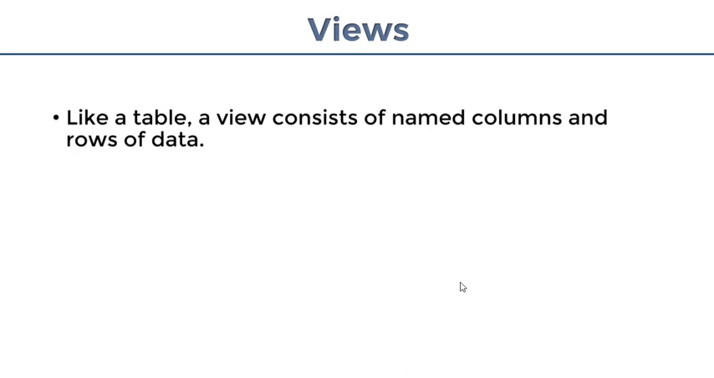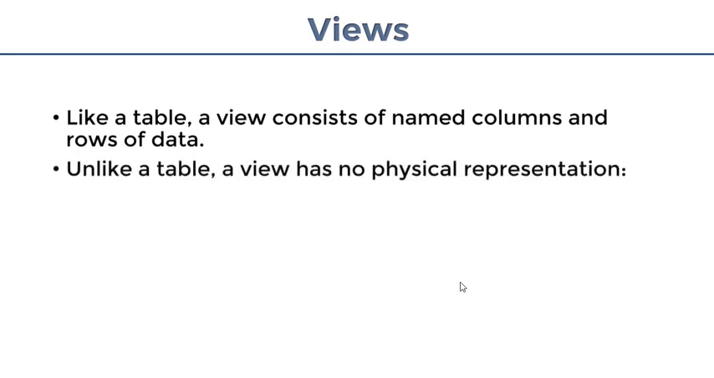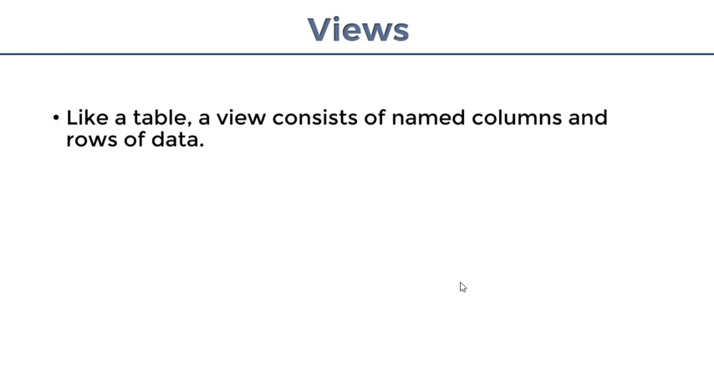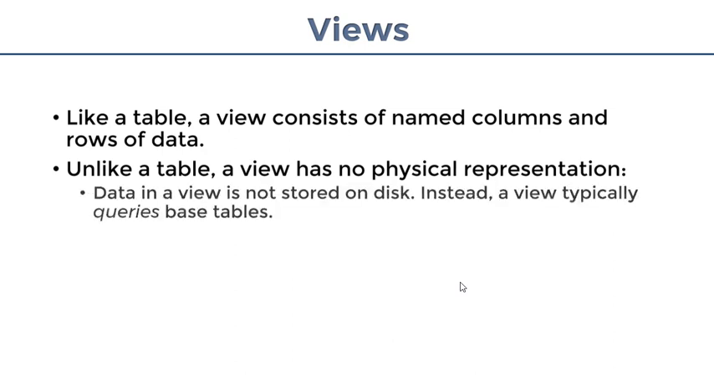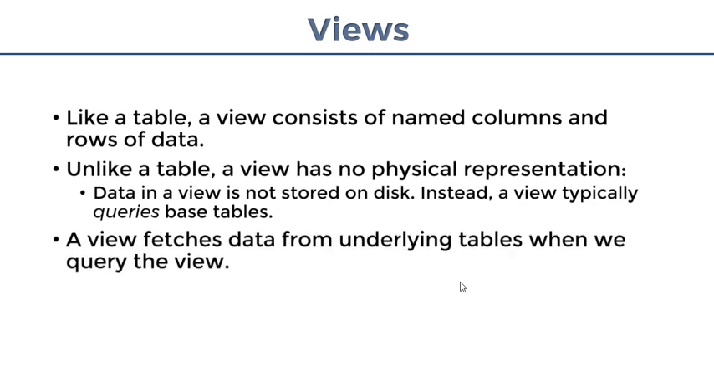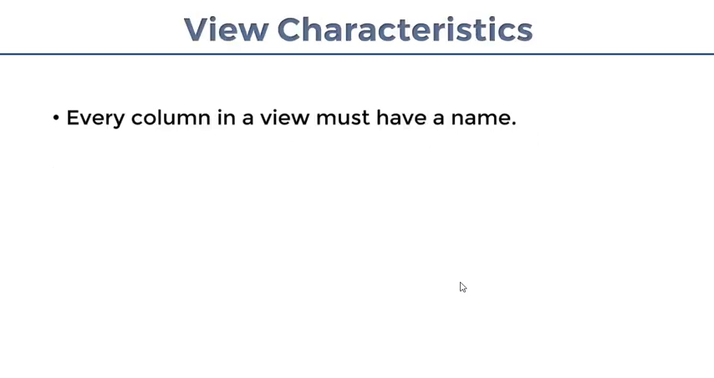To summarize, like a table, a view consists of named columns and rows of data. Unlike a table, a view has no physical representation. What I mean by this is that the data in a view is not stored on disk. Instead, a view typically queries base tables, though you may have a view which references another view or a function. But in most cases, a view will query tables. In other words, a view fetches data from underlying tables when we query the view.